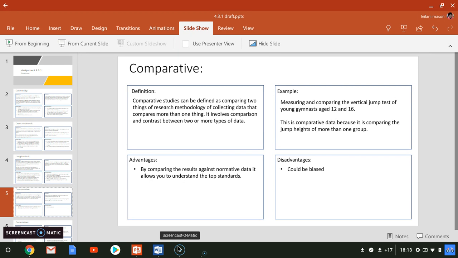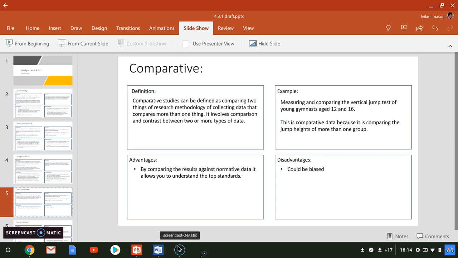The advantages of comparative data is that by comparing the results against normative data, it allows you to understand the top standards, which means that when you compare your data against someone else's, you can see if the way that you've conducted the experiment and got your results is as good as someone else's. However, this could also be a disadvantage because you both could have done the experiment or the test wrong, but still have similar results. And you might not know how the other researcher conducted their experiment, so they could get different results. So it's not good to always compare against others.